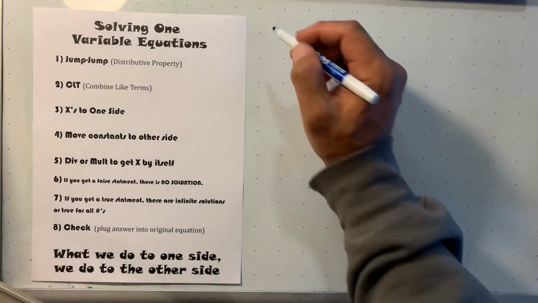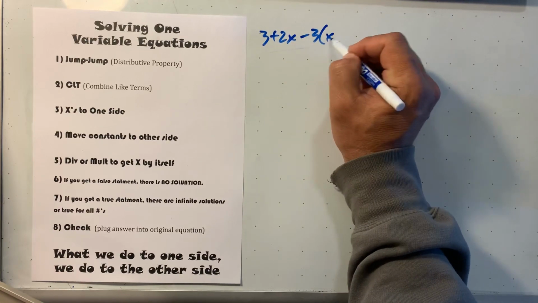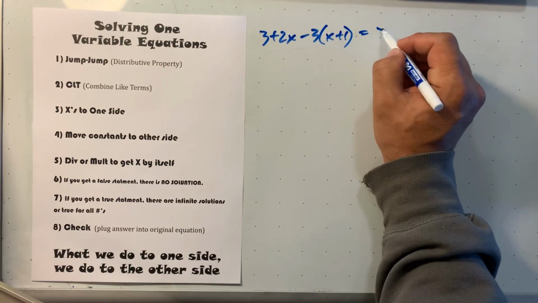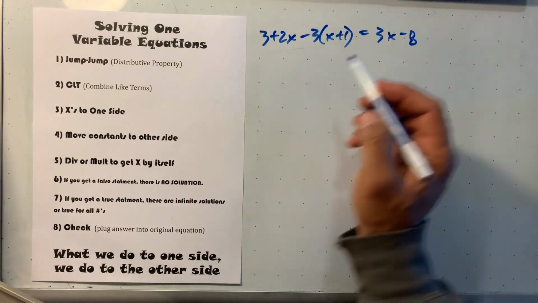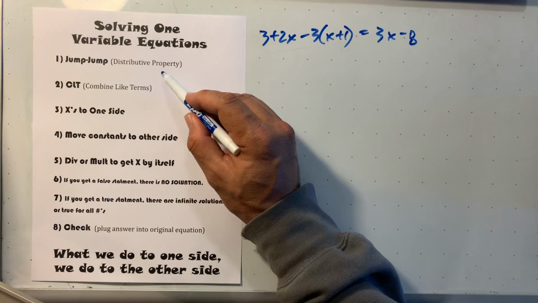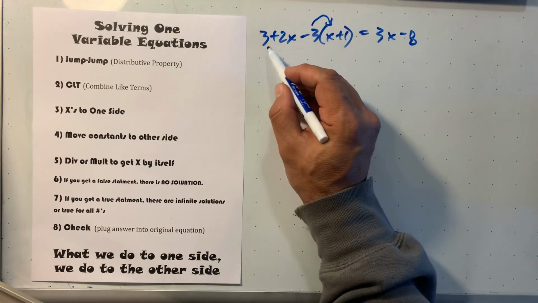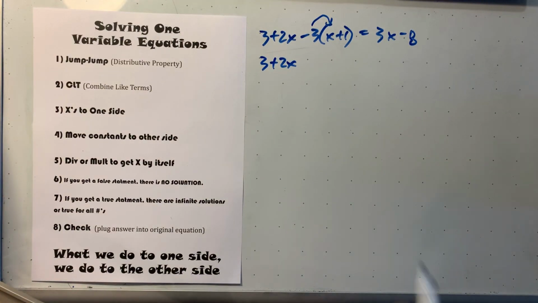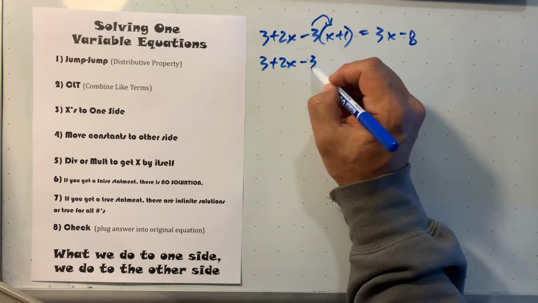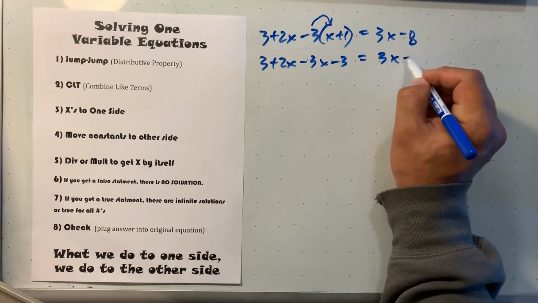All right. I got 3 plus 2x minus 3 times x plus 1 is equal to 3x minus 8. So here, distributive property first. Since I can take this negative 3, I'm going to do a jump. This stuff here, I'm just going to rewrite it. So minus 3 times x gives us minus 3x. Minus 3 times 1 is minus 3. That equals 3x minus 8.